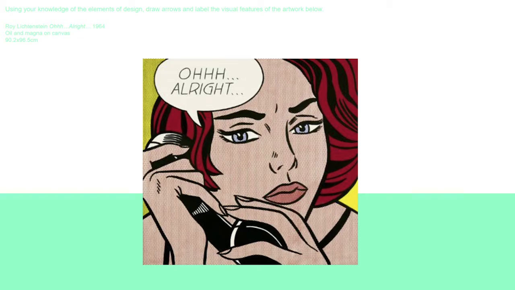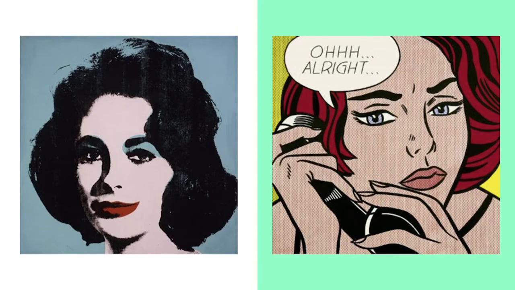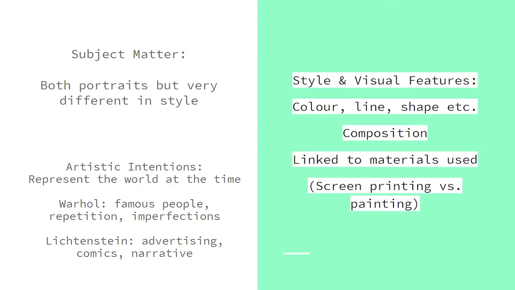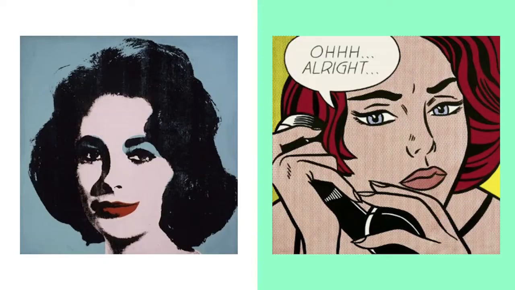So we're going to compare these two images, these two portraits, and when you look at them side by side, you can see that they are both very, very different, but there's also certain similarities that link them as pop artists and pop artworks. And we're going to look at three distinct things. So we're looking at subject matter, artistic intentions, and the style and visual features. Subject matter is obviously very simple.